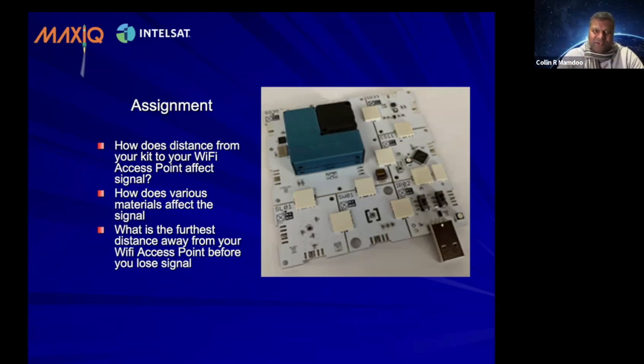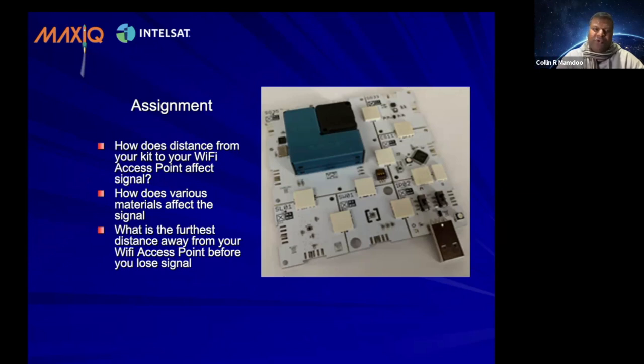So I'd like for you to do an experiment to test the distance from your Wi-Fi. Also test what types of signals interfere with your Wi-Fi signal, right? So if you go to a different room, you now have a wall in between you. If you've placed a big piece of metal, what is the impact of that? If you place a big piece of wood, what is the impact on the signal? So just do a whole bunch of little tests like that.